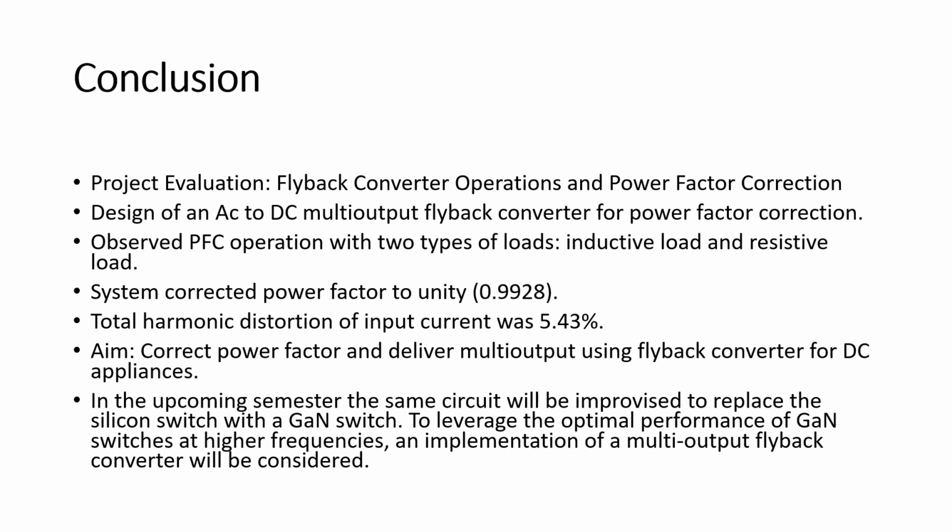Here comes the conclusion. The flyback converter operations and power factor corrections were evaluated through this project. The design of an AC to DC multi-output flyback converter for power factor correction was also done, and we have observed the power factor correction operation with two types of loads, as I have mentioned in this presentation, which were inductive load and resistive load. The system's corrected power factor was achieved to unity, which was 0.9928, and the total harmonic distortion of the input current was 5.43%, and the aim was achieved to correct the power factor and along with that to deliver multiple outputs using the flyback converter.